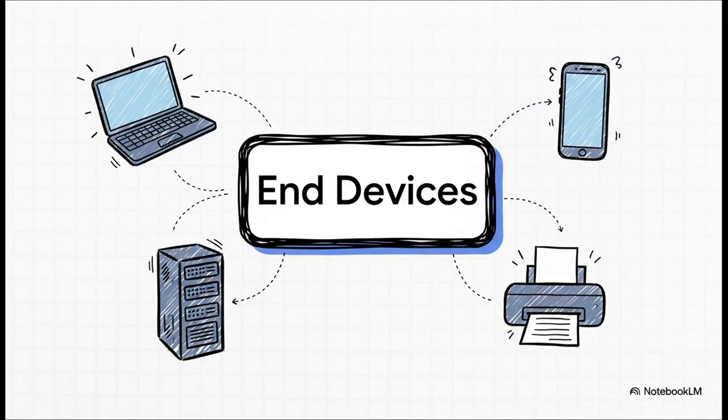So in that first group, we've got what we call end devices, and these are the ones you and I touch and use every single day. We're talking about your computer, your smartphone, even your printer. They're the starting line and the finish line for any piece of information that's sent. They are the senders and the receivers.